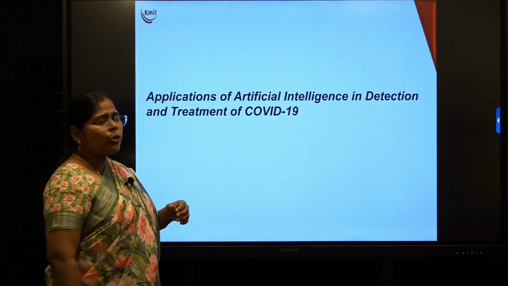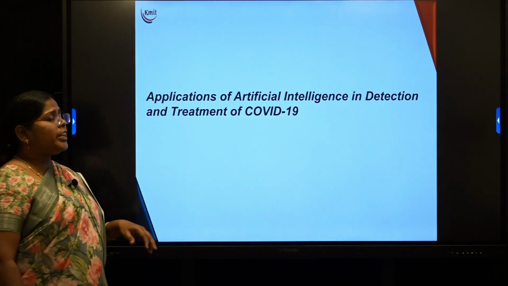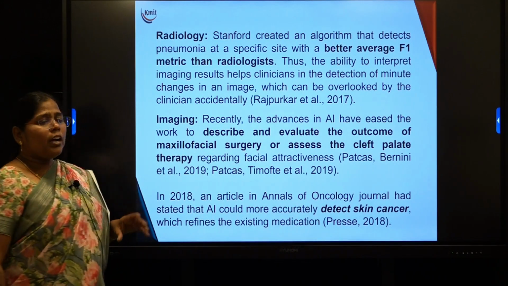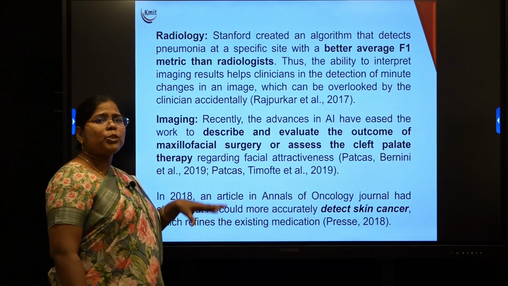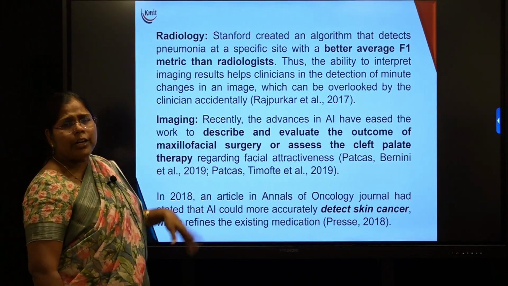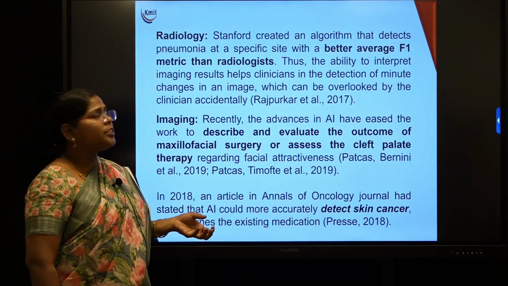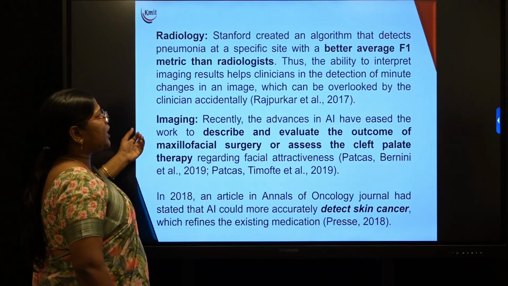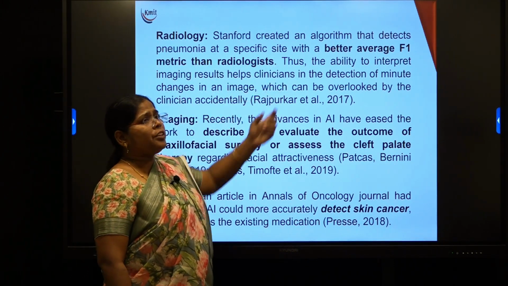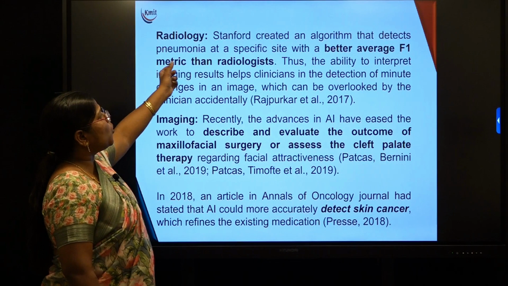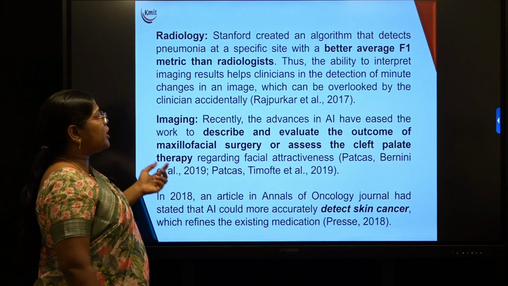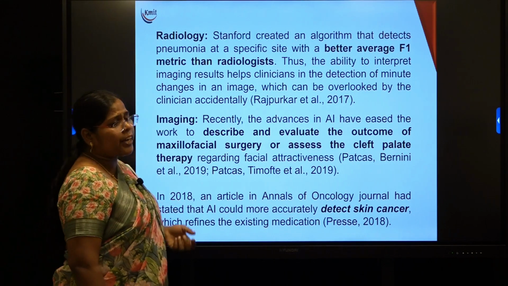Next, coming to the applications of artificial intelligence in the detection and treatment of COVID, we have different types. The first one is that AI is used in radiology. We know that radiology images are X-ray images and also CT scans, where Stanford created an algorithm that can detect pneumonia at a specific site with a better average F1 score than the radiologist.